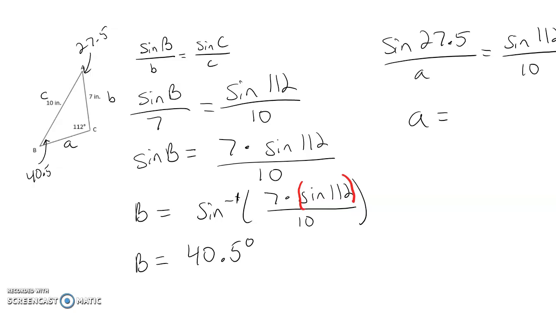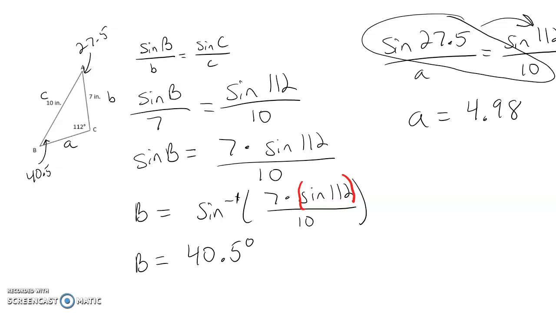Cross multiply, divide. So cross multiply these two numbers and then divide by the sine of 112. I'm doing that on my calculator here. And we should get a side length for A as 4.98, and if they have you round it to the nearest tenth, that just rounds up to 5.